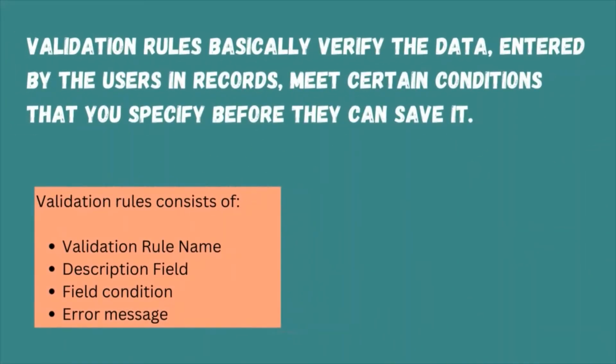Validation rules basically verify that the data entered by the users in records meets certain standards that you specify before they can save it. Rules basically consist of 4 parts. The first is the validation rule name. Second is a description field where you should write a small description about what this validation rule does. Then we have the field conditions. We need to write a small code which throws an error to the users before saving the record. Then we have to write an error message, the exact message that will be prompted to the user whenever the validation rule conditions are met.